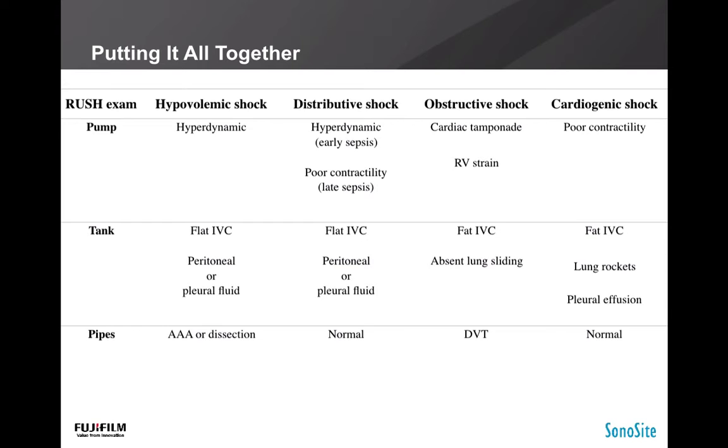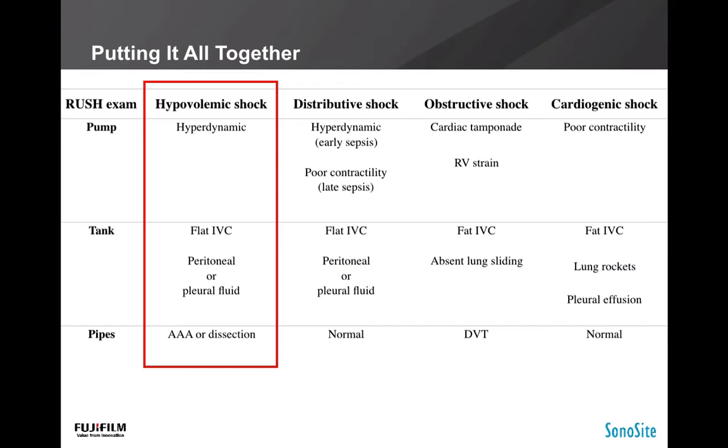So let's put this all together and review the ultrasound findings you may see by shock state. In patients with hypovolemic shock, we expect our pump exam to show a hyperdynamic heart. Because the tank is empty, we expect to see a flat IVC, meaning that it is small with lots of collapse during inspiration. Next, we look for the cause of the hypovolemic shock. That might be free intraperitoneal fluid, pleural fluid, or possibly AAA or aortic dissection.